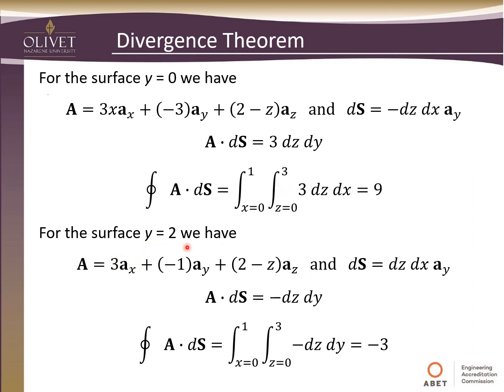We do this again for y equals 2, again plugging y into the original equation we had for A. We still have all 3 components non-zero, same differential surface as before, just with a direction change. So again, with the dot product, just the y terms will multiply. So this gives us negative 3 dz dx, again over the same limits of integration, and we get negative 3.